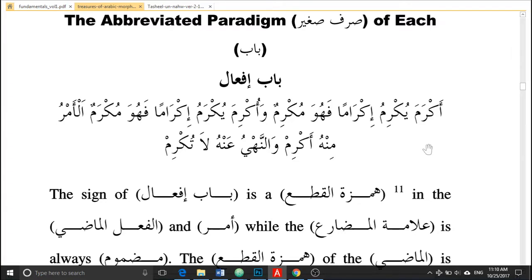If you say adkhaltu, I made him enter. If you say dakhaltu, I entered. If you say on this bab, adkhaltu, I made someone enter. I don't know if we have studied lazim and mutaaddi. I think we did. So it is taking a lazim fi'l and becoming mutaaddi.